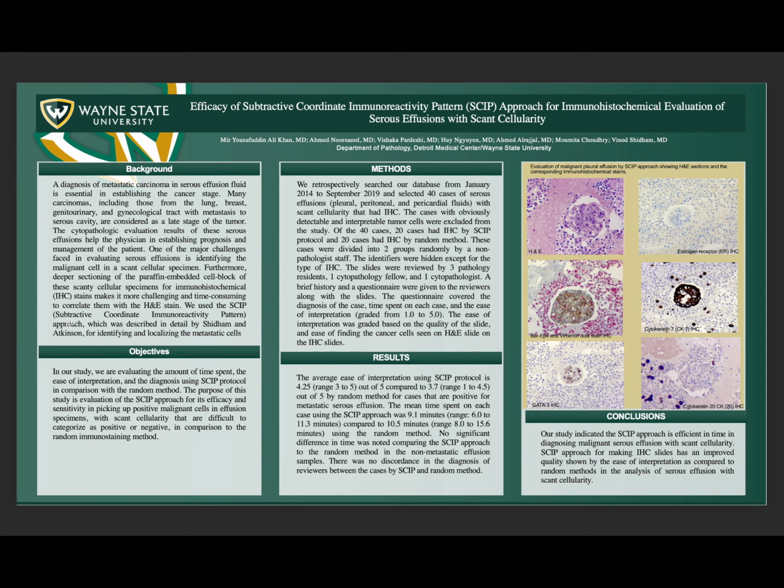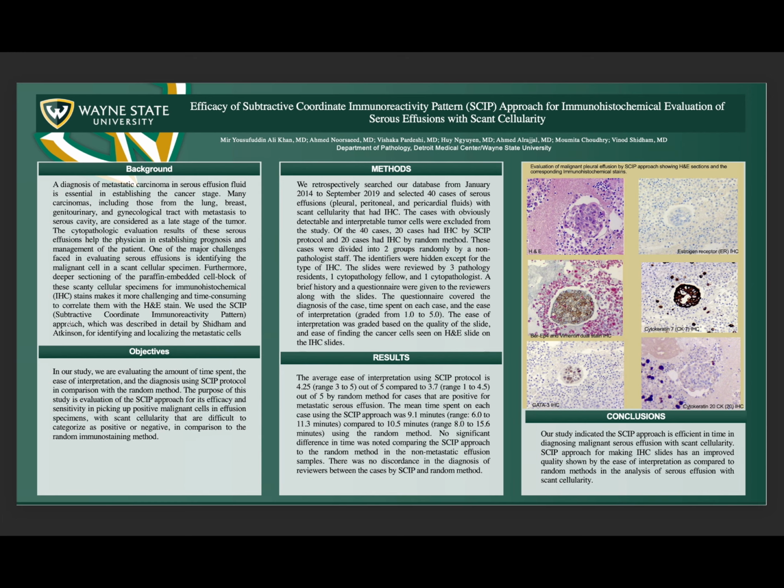One of the major challenges faced in evaluating serous effusion is identifying the malignant cells in a scant cellular specimen. Furthermore, deep resectioning of the paraffin embedded cell blocks of these scantly cellular specimens for immunohistochemical stains make it more challenging and time-consuming to correlate them with the H&E stains, which is the hematoxylin and eosin stain.